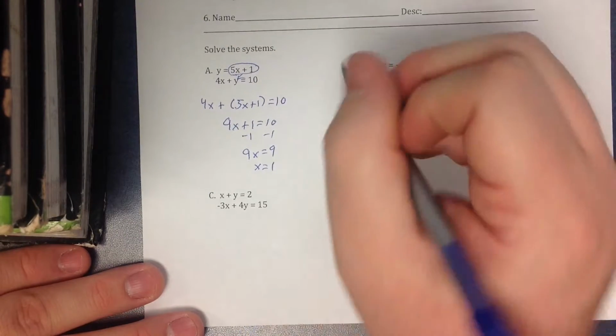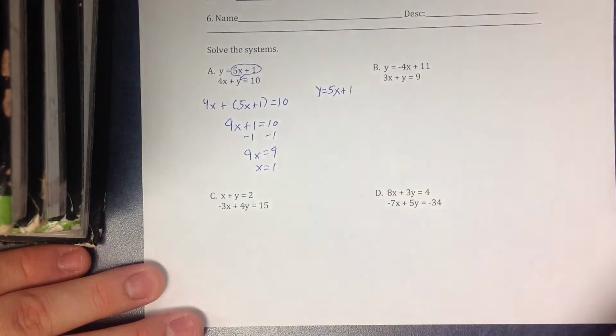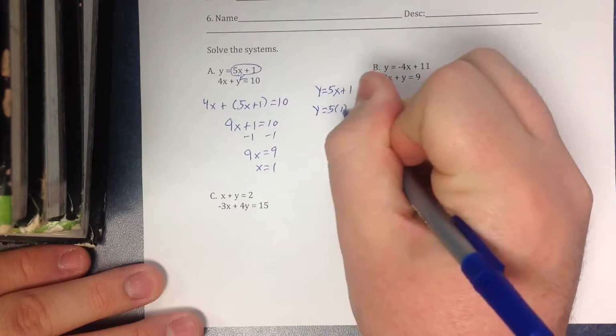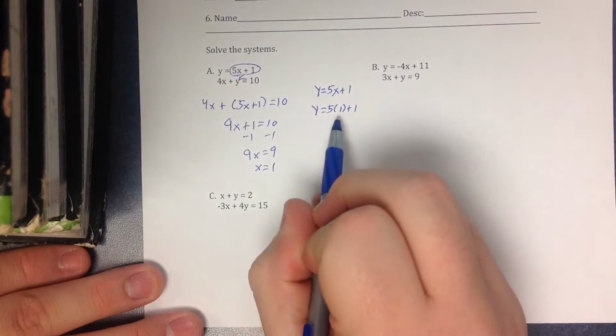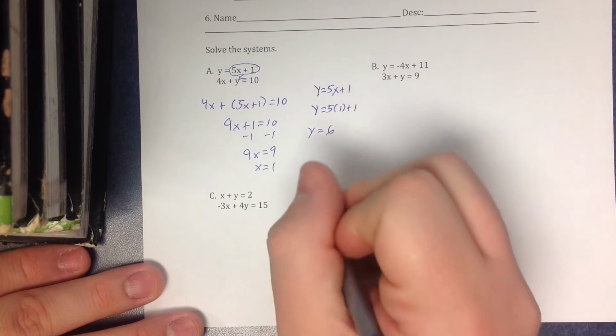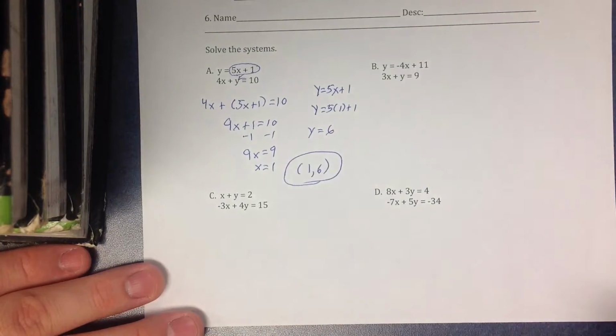Then I plug it back in. So I know from the first equation y equals 5x plus 1, and we just found out x equals 1, so I can replace that with 1. So 5 times 1 is 5, plus 1 is 6. And then since it's a system, we're going to write it as an ordered pair.